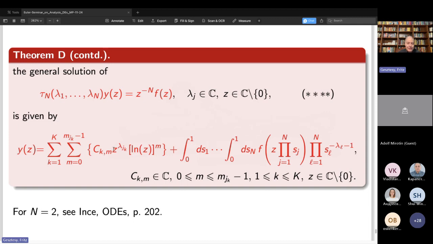I should mention the special case n equals 2. We just looked at this in the homogeneous situation where the right-hand side was 0, and we got Bessel functions as solutions. The very special case n equals 2 is indeed well known and can be found in Ince's book on ordinary differential equations on page 202.